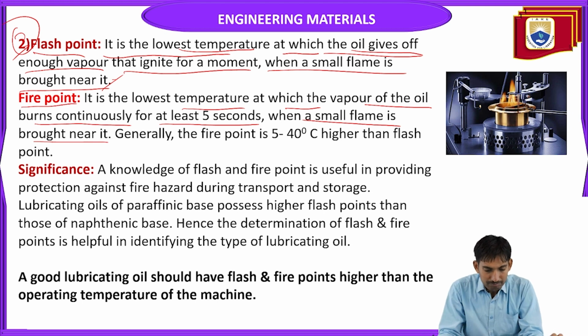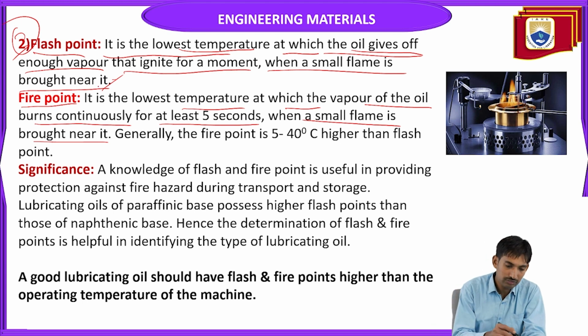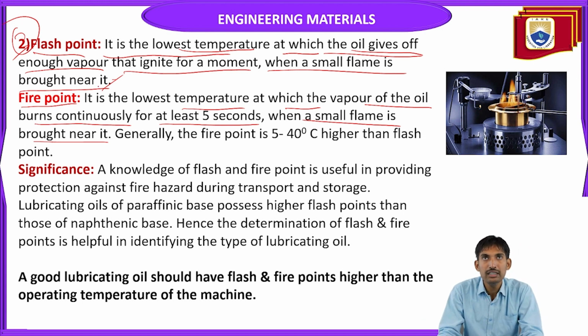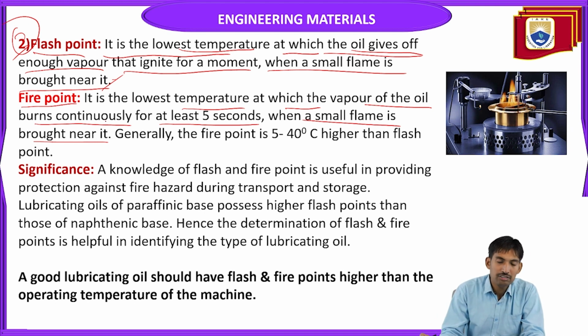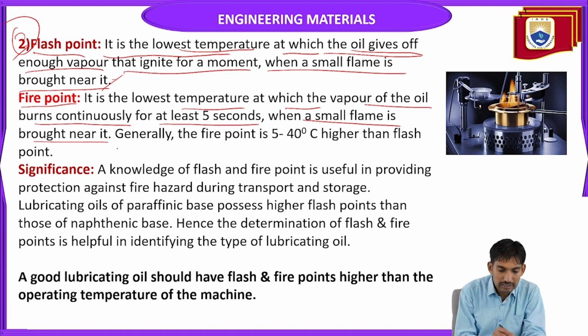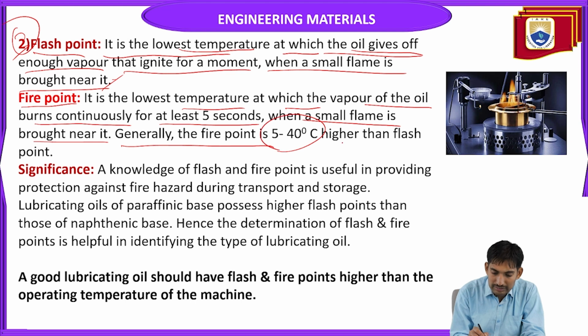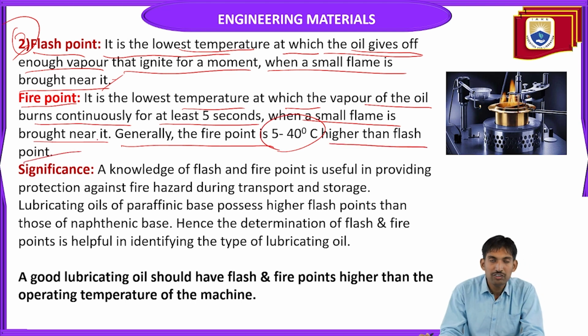What is flash point? It is the lowest temperature at which the oil gives off enough vapor that ignites for a moment when a small flame is brought near it. What is fire point? It is the lowest temperature at which the vapor of the oil burns continuously for at least 5 seconds when a small flame is brought near it. Generally, the fire point is 5 to 40 degrees centigrade higher than the flash point. First we observe the flash point, then we can observe the fire point.